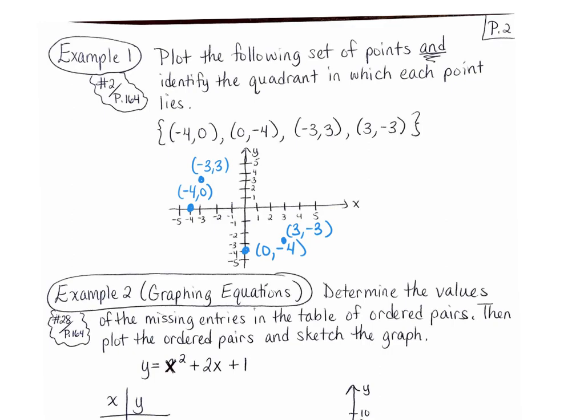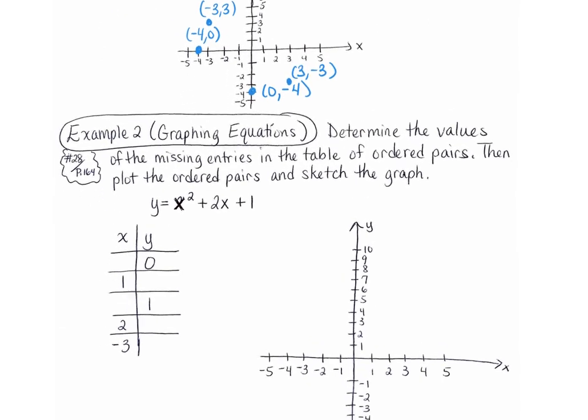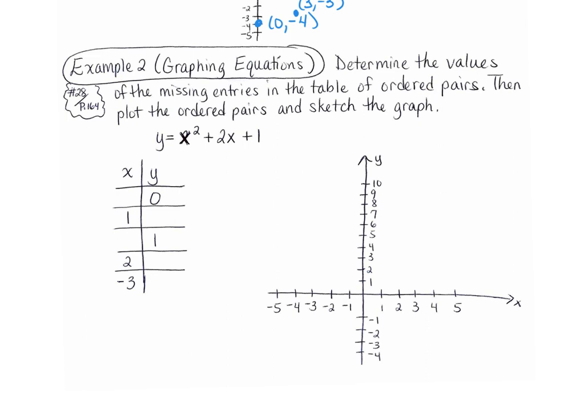Okay. Example 2, graphing equations. Determine the values of the missing entries in the table of ordered pairs, then plot the ordered pairs and sketch the graph. So we're doing a few things. Determine the values of the missing entries in the table of ordered pairs. So this is our table of ordered pairs. We have a T-chart or XY chart. Okay. So here I gave you y was equal to 0. I want you to find x. Here I gave you x is equal to 1. I want you to find y. And then so on. Fill in the blanks. Okay? Then once you have them, I want you to plot the points and then sketch the graph.